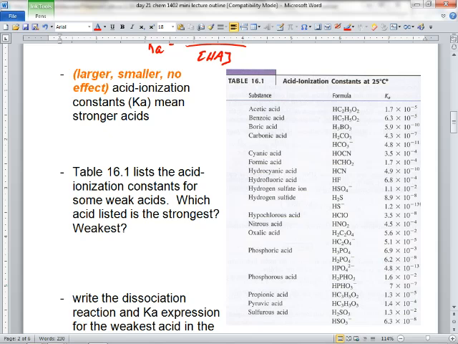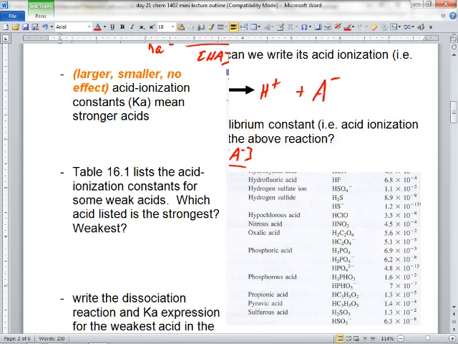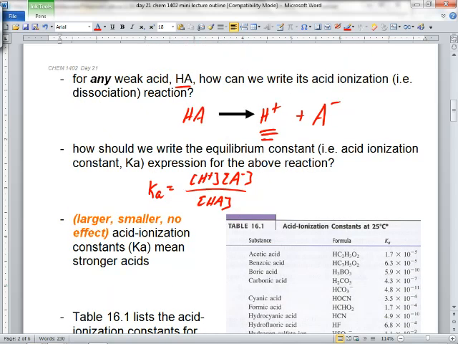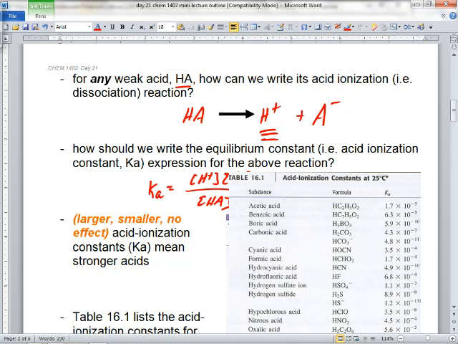The larger, the smaller, or no effect, these Kas, then the stronger the acid. The larger. Why? Because all equilibrium constants are what over what? Products over reactants. And look what the product is. H plus. So the more product you have, the stronger the acid. Okay? So the bigger those Kas are, the stronger the acid.